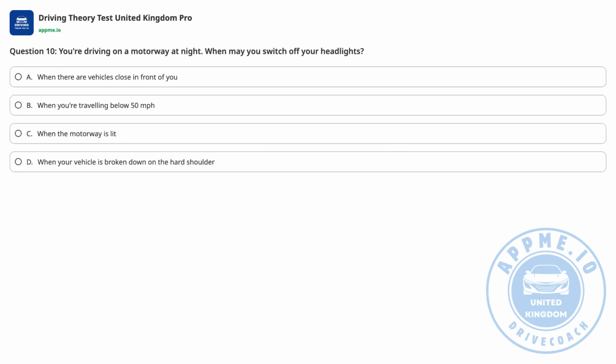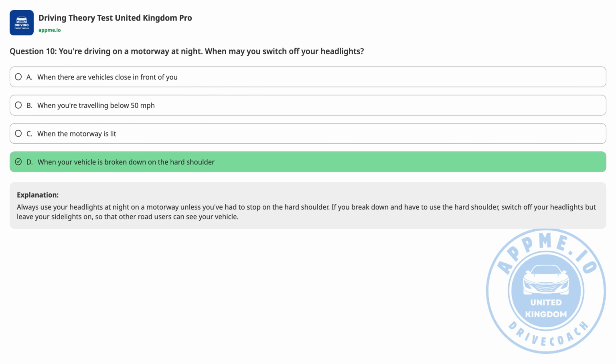Question 10. You're driving on a motorway at night. When may you switch off your headlights? A. When there are vehicles close in front of you. B. When you're traveling below 50 miles per hour. C. When the motorway is lit. D. When your vehicle is broken down on the hard shoulder. The correct answer is D.